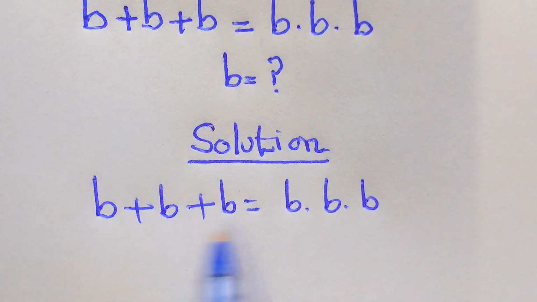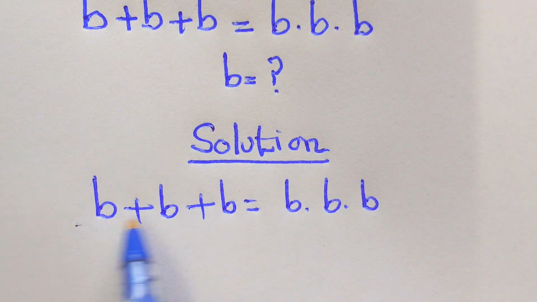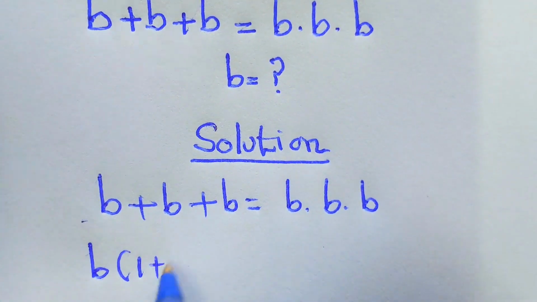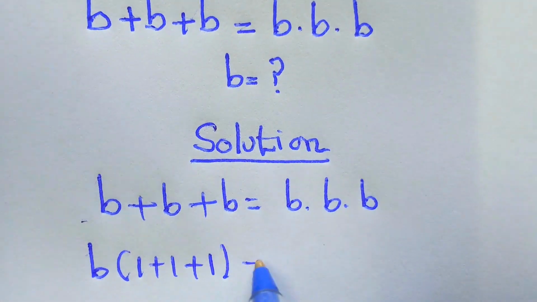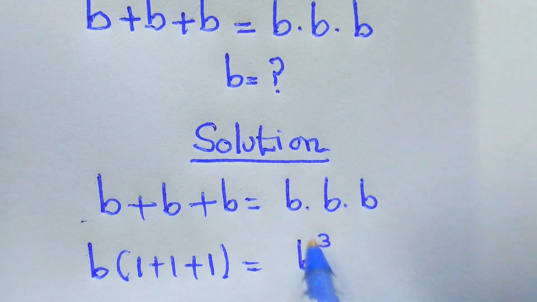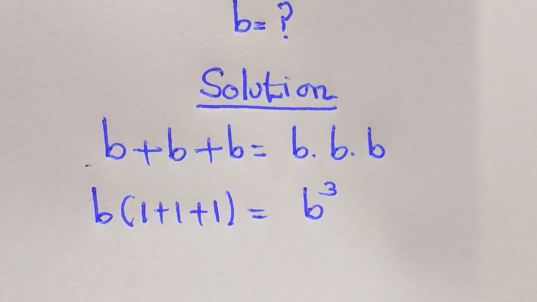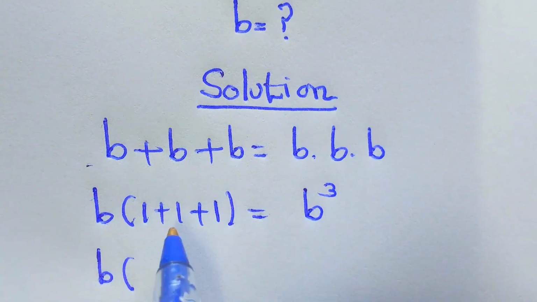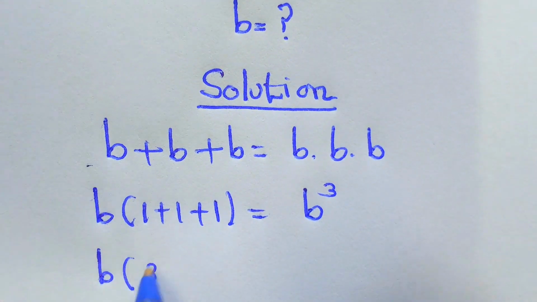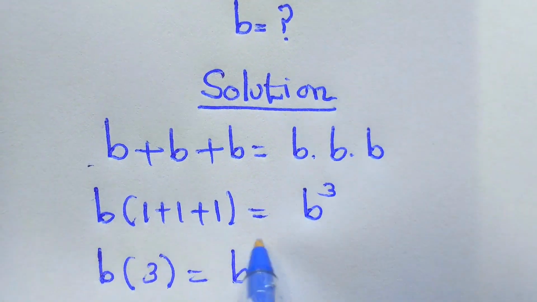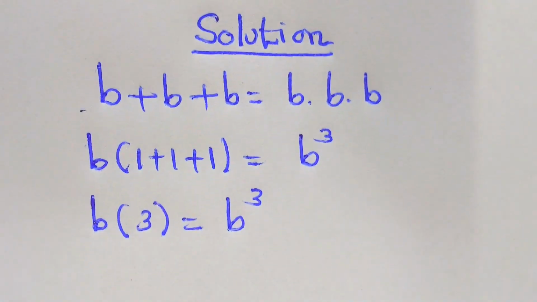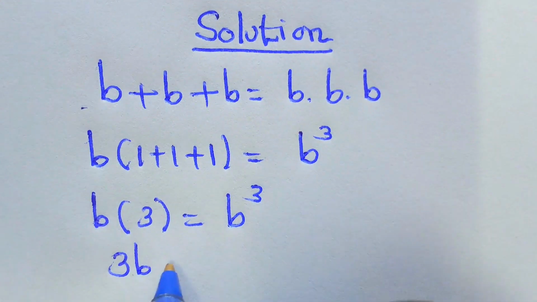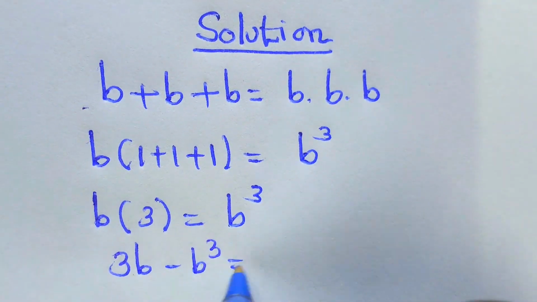First of all, we factorize the b, so we have b(1 plus 1 plus 1), and the right side is b to the power 3. After this, we sum the terms to get 3b equals b to the power 3. So we say 3b minus b to the power 3 is 0.